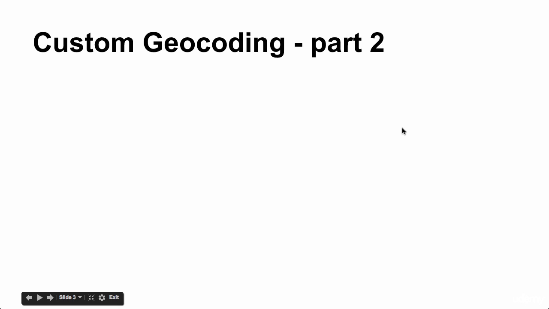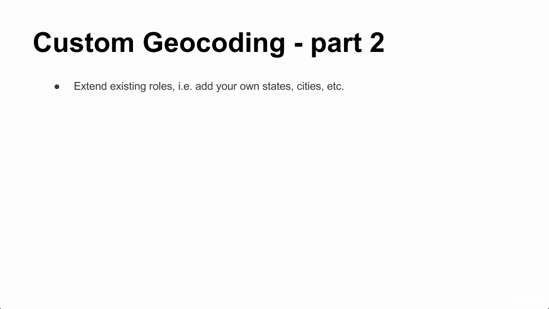Using this option, in addition to creating your own custom geocoded rows, you can also extend existing ones. So, for example, we can provide a file that extends the existing state and city hierarchy and roles. So if we're not in the US and we're in some other country, we can add our own geocoded values to the ones that are preset by Tableau.